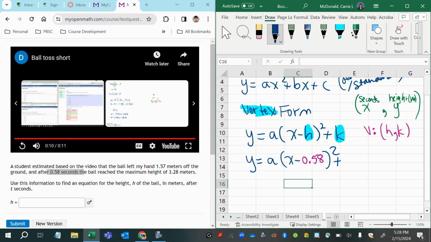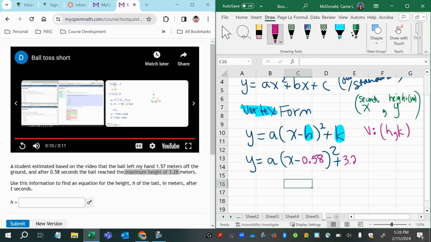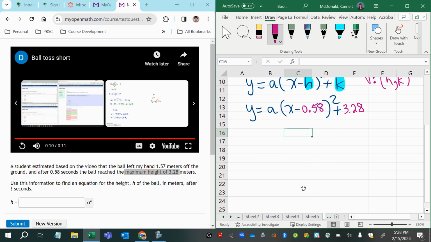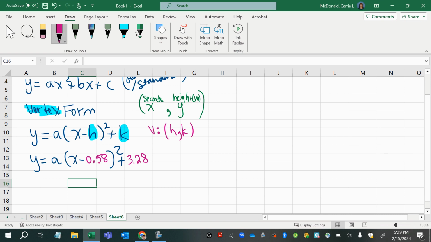And then the k, which is the y coordinate of the vertex, would be the maximum height, 3.28 meters. All right, now we're almost done with this. So what do we need to do to finish this off? Well, let's think about what our final answer is going to look like. Just kind of have it in mind over here.